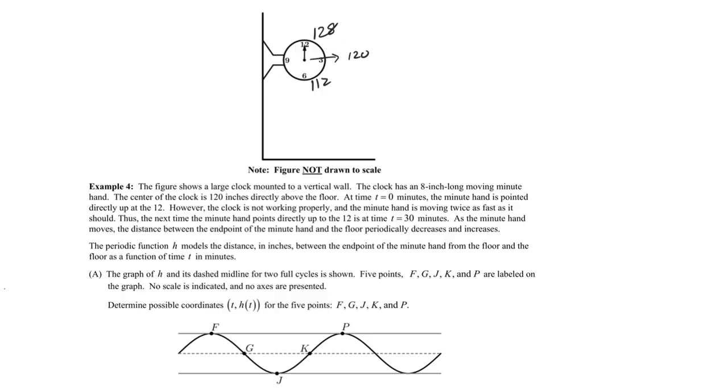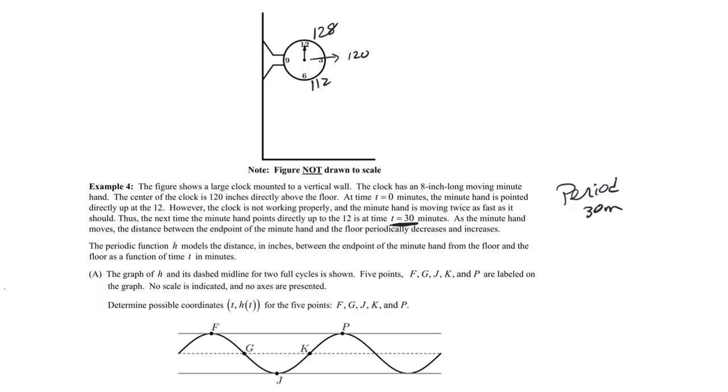All right, so at t equals 0 minutes, the minute hand is pointed directly at the 12. However, the clock is not working properly, and the minute hand is going twice as fast as it should. Thus, the next time the minute hand points directly at 12 is 30 minutes. Well, what does that tell us right there? That tells us that the period is 30 minutes, right?